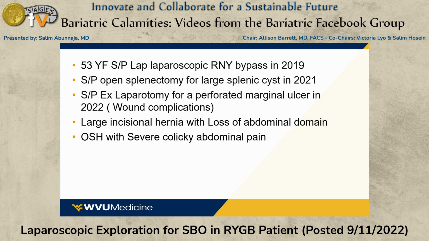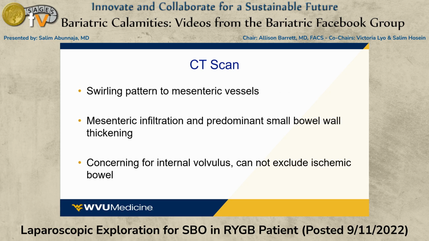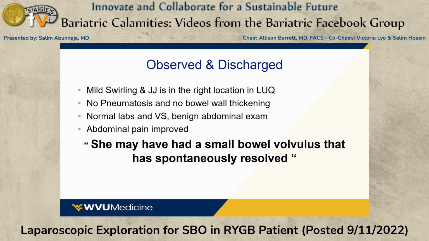She presented to another facility with abdominal pain, and per their report on their CAT scan, which I was able to access but not the images, there was swirling of mesenteric vessels, and there was infiltration in the small bowel, in the vessels and the bowel. The radiologist was concerned about ischemic bowel. However, that patient was observed overnight and was discharged the next day, and this is the discharge summary. There was some denial in the case, saying there's no pneumatosis, there's no wall thickening, abdominal pain resolved. In the conclusion of the discharge summary, she may have had a small bowel volvulus, and that spontaneously resolved.